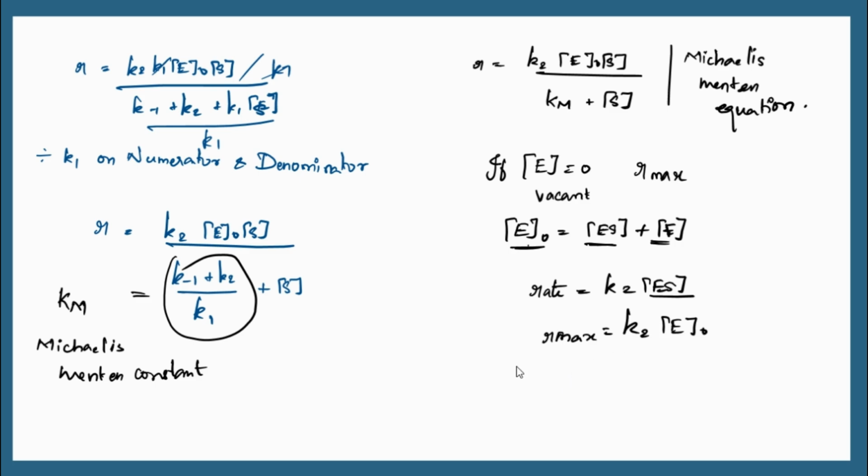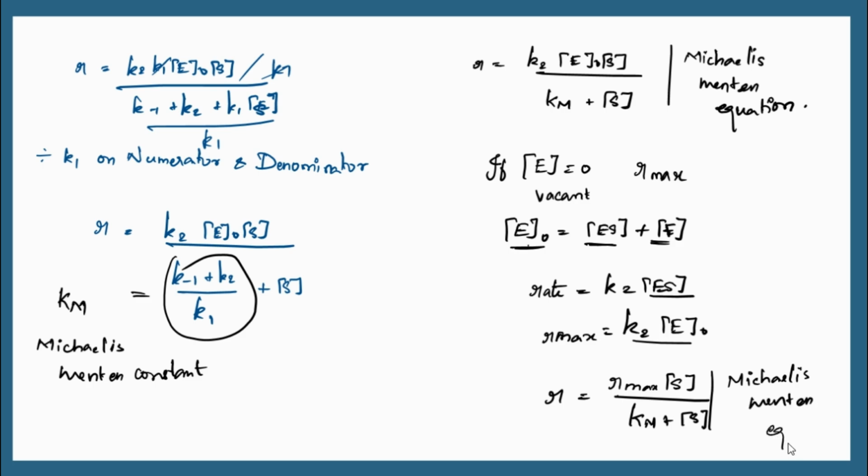In that case, where we have k2 concentration of E naught, we are going to write it as Rmax. So rate will be equal to Rmax concentration of S by Km plus concentration of S. Okay, so this is again your Michaelis Menten equation. This is also your Michaelis Menten equation. So these two equations are very, very important.